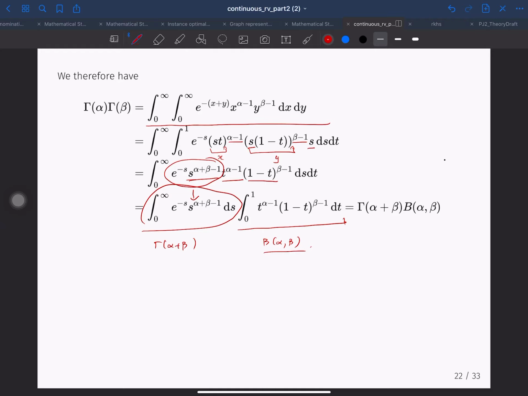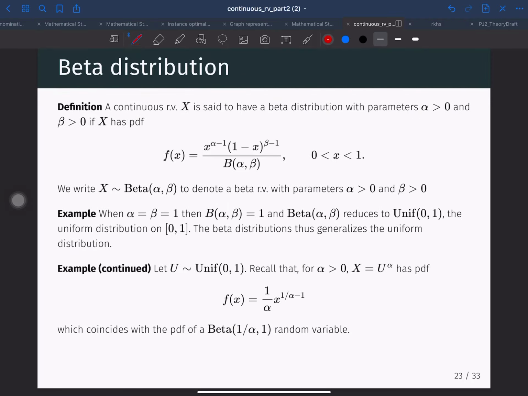So equipped with this definition for the beta function, we can now define the beta distribution. We will see the beta distribution maybe later in chapter 6 again, so we'll revisit this later. But in any case, a continuous random variable X is said to have a beta distribution with parameters alpha and beta. This is shape parameter 1, and this is another shape parameter 2.